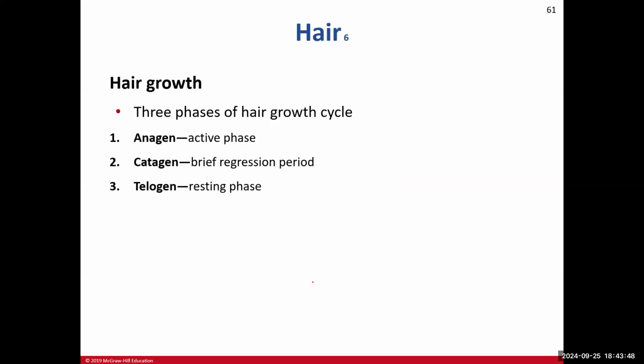So hair growth, real quick, 3 phases: anagen, catagen, and telogen. Anagen is going to be the active phase. The catagen, we see a slight brief regression, and then the telogen is the resting phase. I just want you to know those. There's nothing really exciting about any of that, but there you have it. Anagen, catagen, and then telogen.